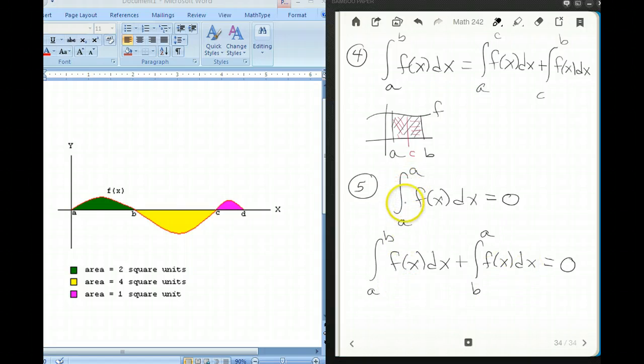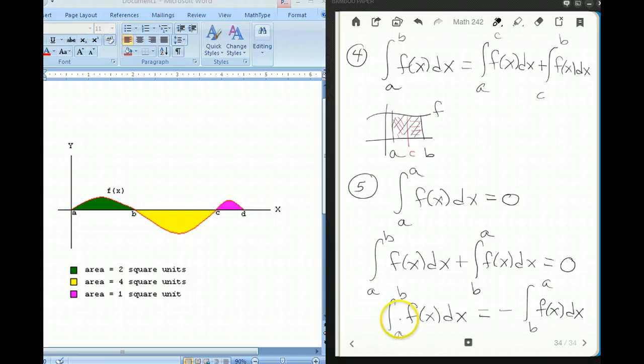But what's interesting is to see what happens when I move one of these integrals over to the other side. What this says is that if I go from A to B, that's this left integral here, that's equal to, move this one over, negative integral B to A. Aha! This is the property itself.